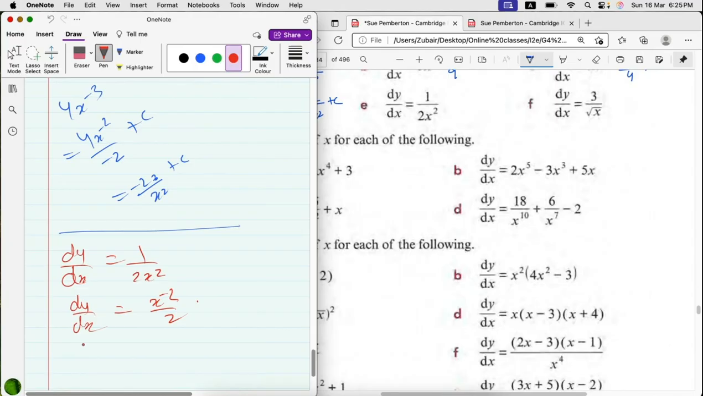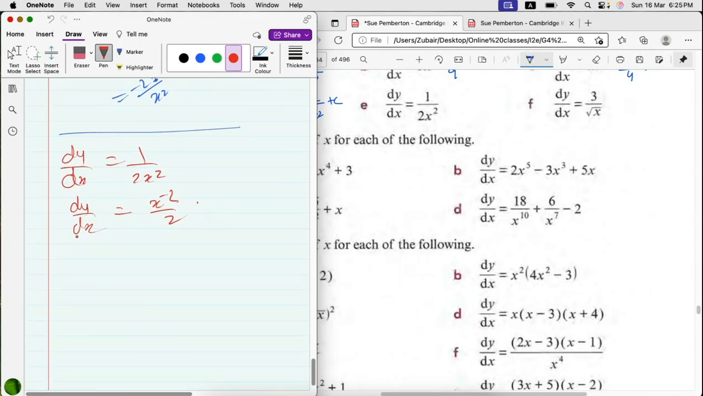Now I'm going to integrate it. This is written simplified. y is equal to power plus 1 over new power plus c. And simplification: minus 1 over 2x plus c.